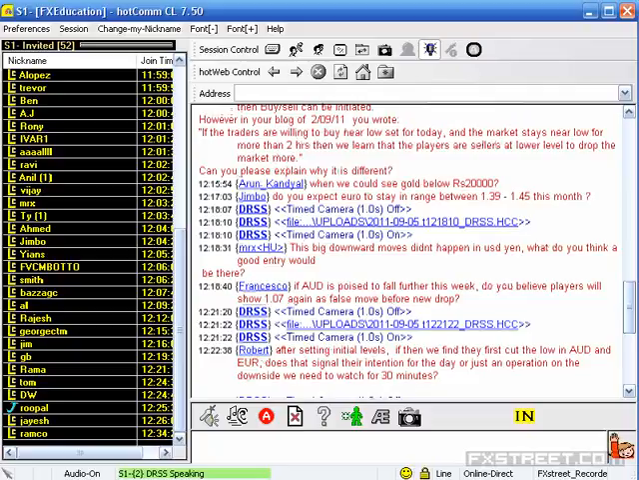Then Francisco asks: if the Australian dollar is poised to fall further this week, do you believe players will show 1.07 again? No, I don't anticipate that, because they are not supposed to give a profit-booking opportunity to the long holders; only then can they make a massive drop. So whenever they want the move to be massive, they make a one-sided move and don't give a profit-booking opportunity at any level you are taking a buy. And only then can the massive drop happen.